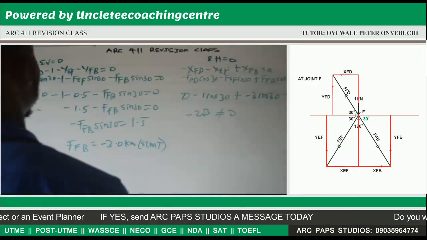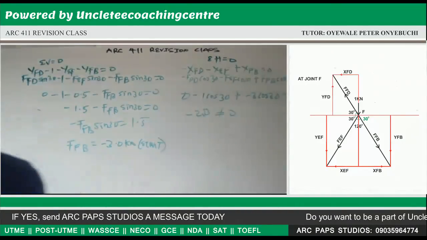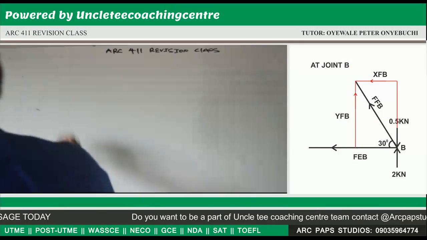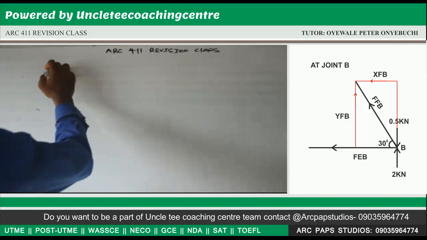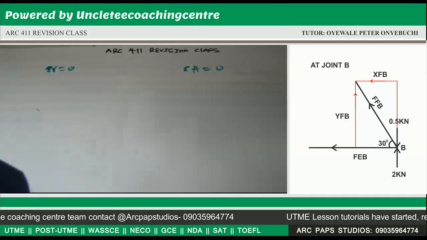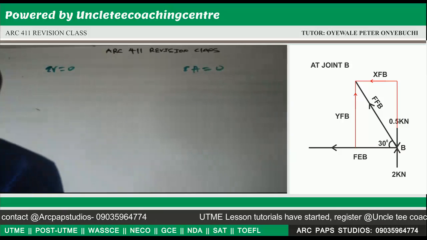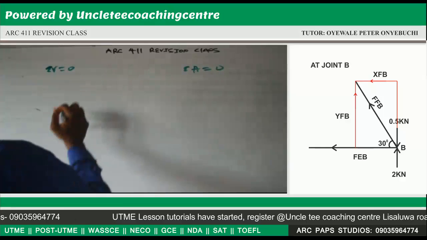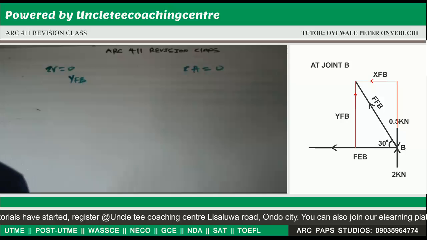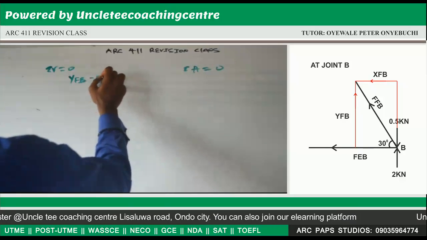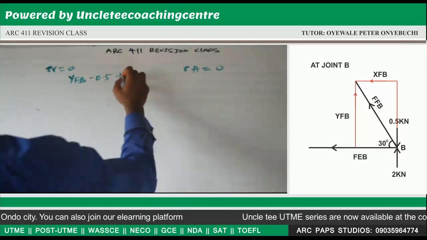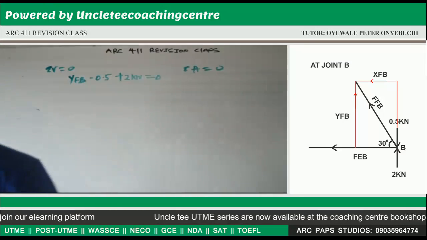We have to go to the last joint, which is joint B. Now going to our last joint, which is joint B, we'll also do our summation vertical forces is equal to 0. Summation horizontal forces is equal to 0. Now our first vertical force there is YFB. YFB is pointing upwards, so this will be positive YFB. 0.5 kilonewton is pointing downwards, minus 0.5. Plus 2 kilonewton is pointing upwards, so that will be plus 2 kilonewton, will give us 0.